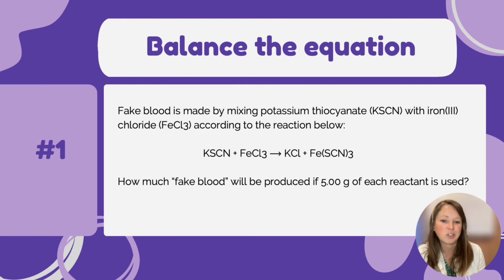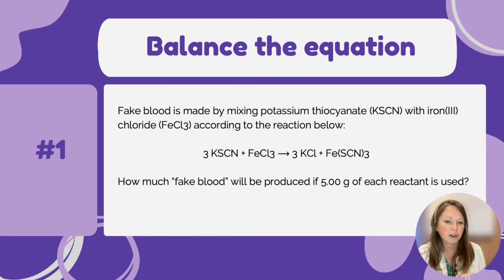When balancing an equation with polyatomic ions, like that thiocyanate, the SCN, count the thiocyanates as a single unit. Notice that you'll see 3 of those on the product side. Let's throw a 3 in front of the potassium thiocyanate. Then we need a 3 in front of KCl, and now this is balanced.